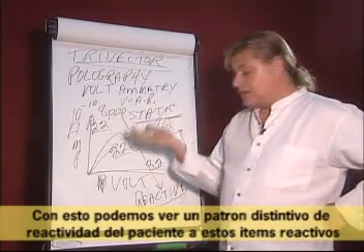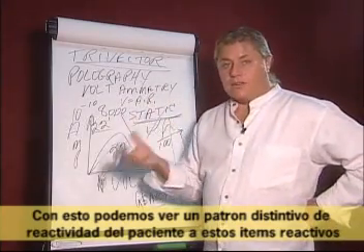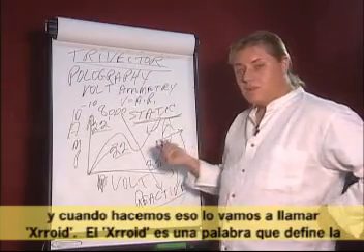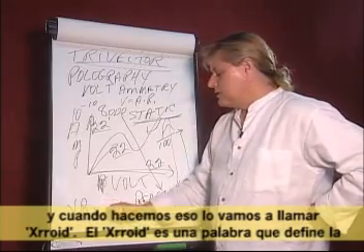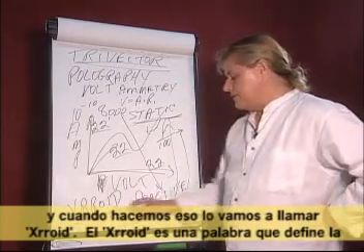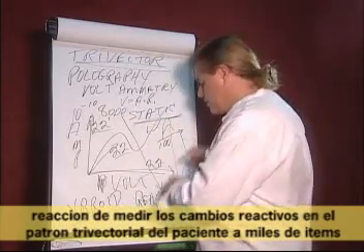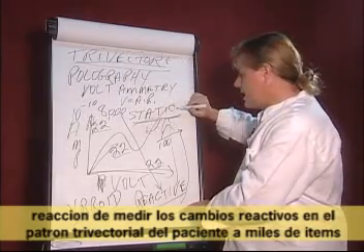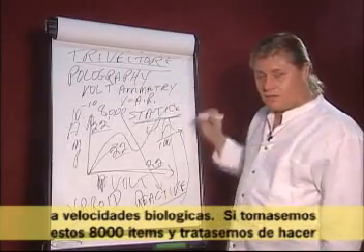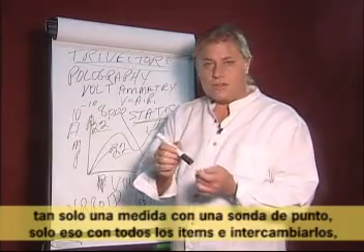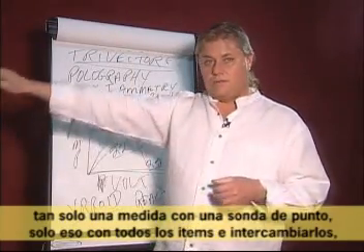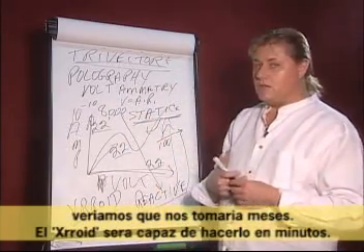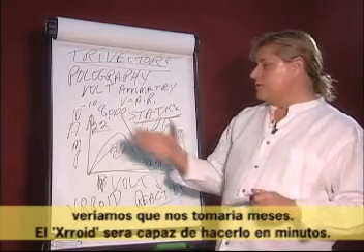With this, we can now start to see a distinct pattern of reactivity of the patient to these items. And when we do that, lo and behold, we're going to call that the zeroid. The zeroid is a word that defines the reaction of measuring the reactive changes in the patient's trivector energy pattern to thousands of items at biological speeds. If we were to take these 8,000 items and try to do even one measurement with a muscle or with a probe, and do that with all of those and exchange them in, we would see that it would take months. The zeroid is going to be able to do it in minutes.